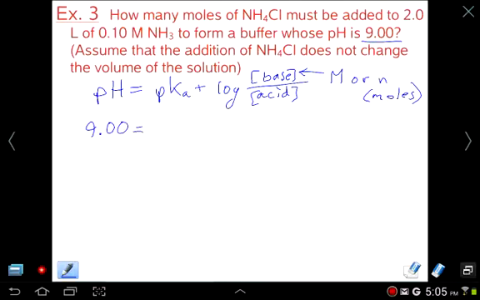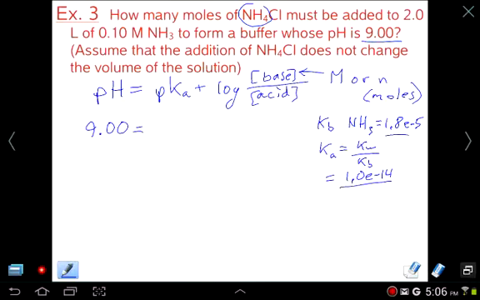Now, for the pKa, we can determine the Ka of NH4+ by going from NH3, because we have the Kb for NH3 in the back of the book, and that's 1.8 times 10 to the negative 5th. Recall that Ka is simply Kw over Kb, so if you have the constant of the weak base, you can derive the constant of the weak acid by simply dividing. So we get 1.0e-14, which is Kw, divided by Kb, which is 1.8e-5.